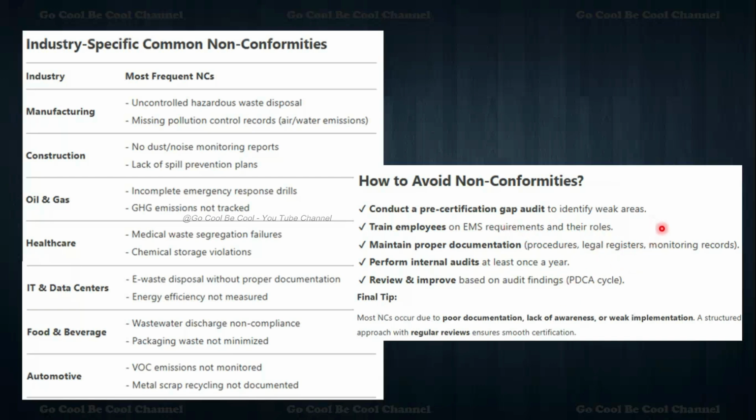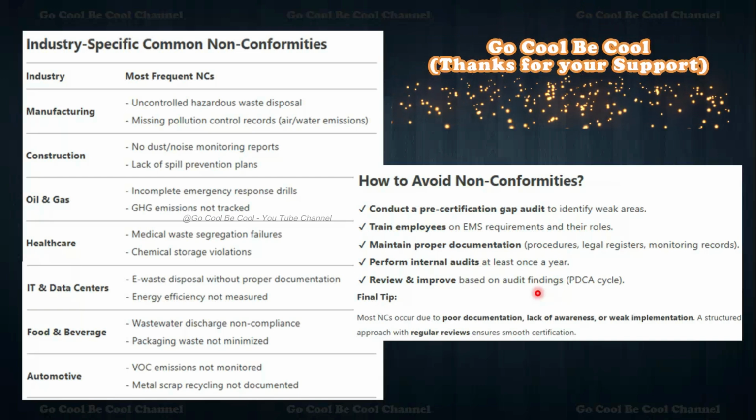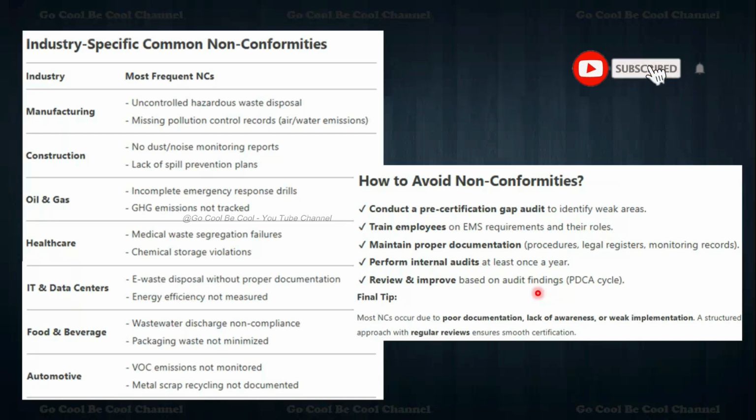Now we have seen that train employees on EMS requirements and their roles, maintain proper documentation, procedures, legal registers, monitoring records and everything, perform internal audit at least once a year. We have to conduct performance, that is internal audit, my dear friends. So first internal audit, you have to identify the gaps for all the major concerns. So you have to identify and then go for the second internal audit. Identify the gaps from the first and second internal audit, and what the best areas are. Once you have identified the best one, you are eligible, like you can take TV auditors or any other auditors to the line, particularly because you are very much confident. So you are taking them to the line and getting 0 MNC. So now review and improve based on the audit findings and PDCA cycle.